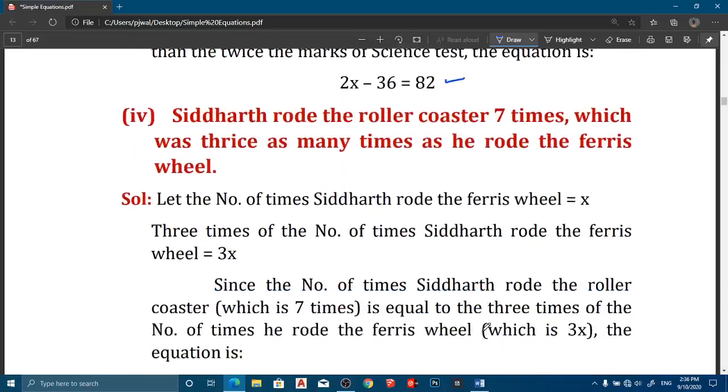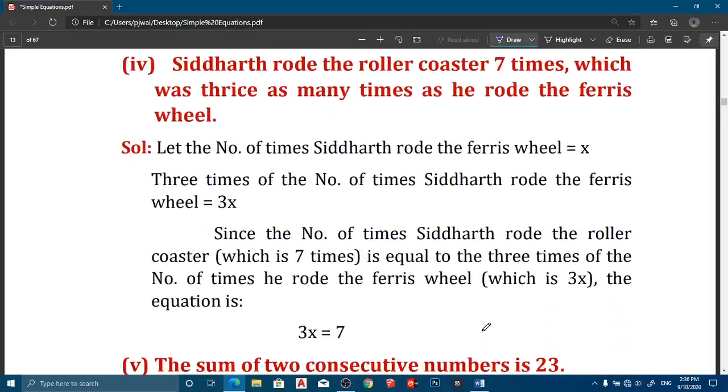Next, Siddharth rode the roller coaster 7 times, which was thrice as many times as he rode the Ferris wheel.